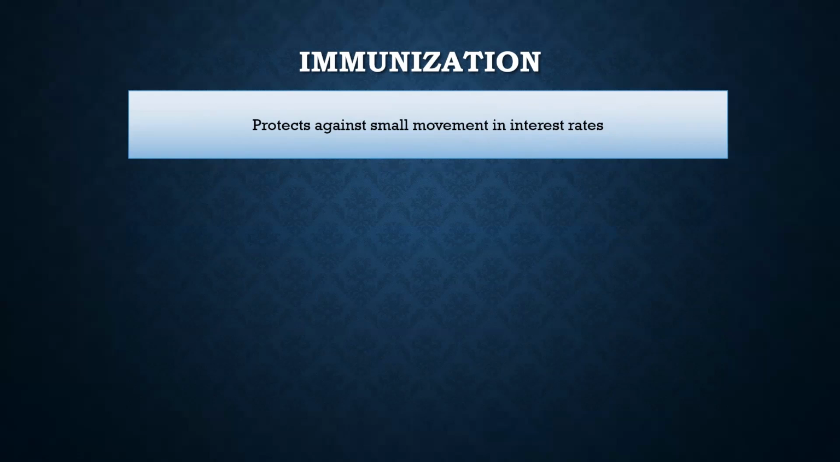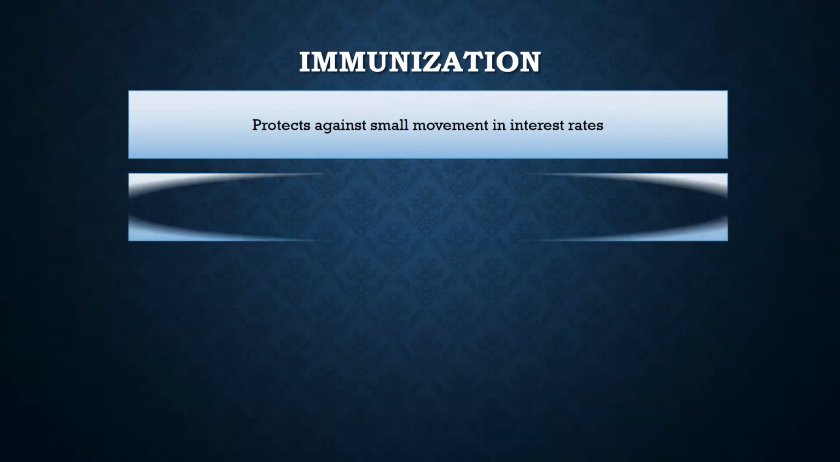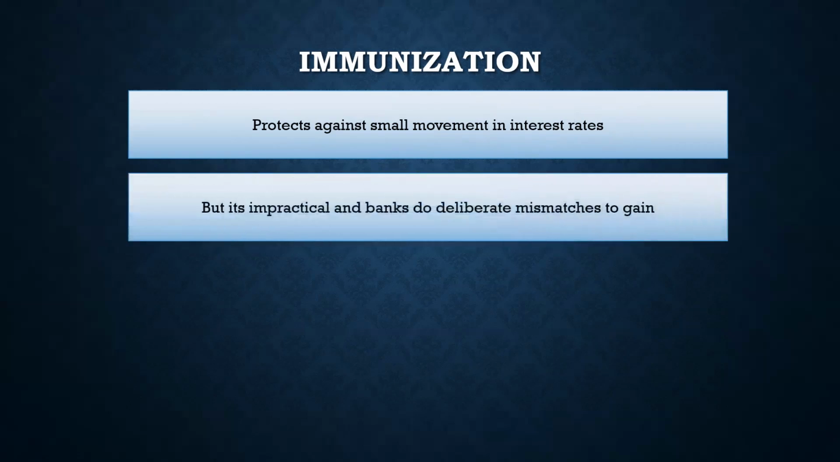But immunization, if your assets and liabilities are following the rules of immunization, then you are protected against small movements in interest rate. Sometimes, even against big movements in interest rate, you are protected, right? It's a very robust process, but it is impractical. Banks will deliberately mismatch to gain, right? So they will not follow the immunization principle because they want to make profit. If you are following immunization, then it is immunizing you against the profit as well as against the loss, right? So in order to make profit, you have to not follow immunization strictly.